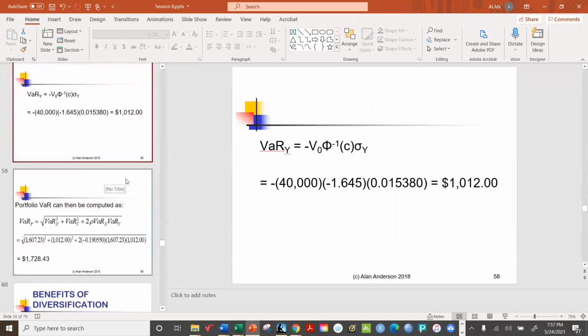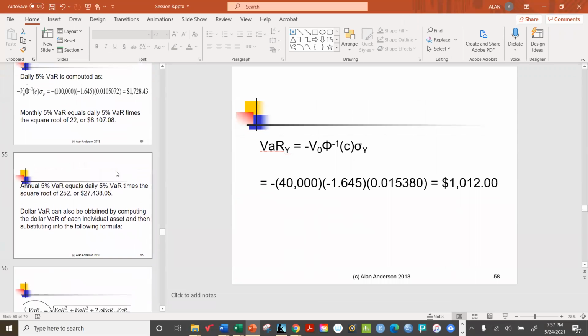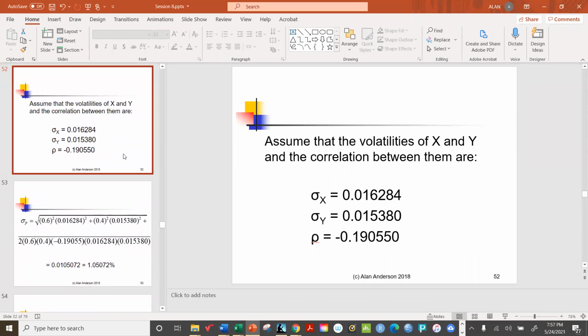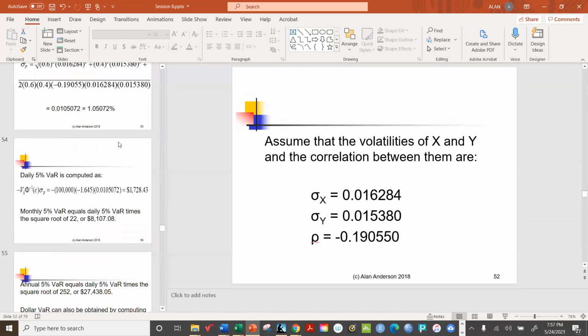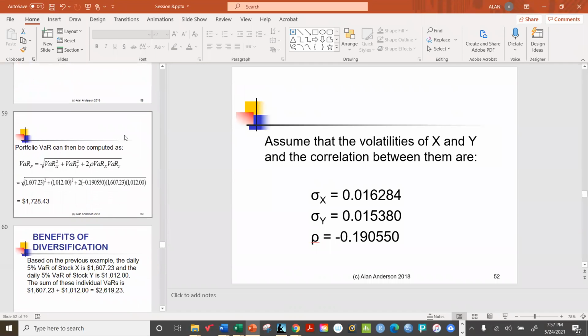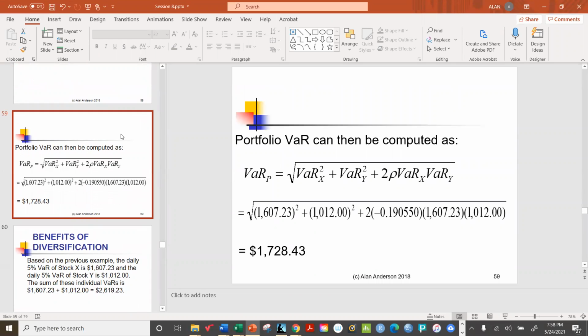Now, we're also making an assumption about the correlation between them, which we set up here somewhere, yeah, there it is, negative 0.19. So these two stocks do move in opposite directions at least some of the time. So we should get some nice risk reduction by holding these stocks in a portfolio instead of trying to put all of our money in either stock X or Y by itself.